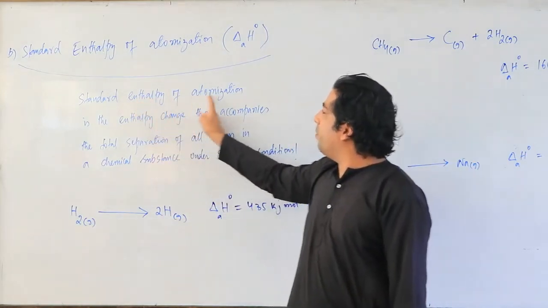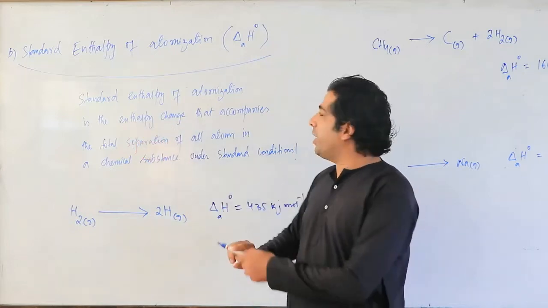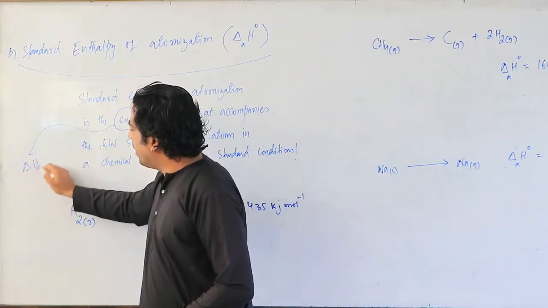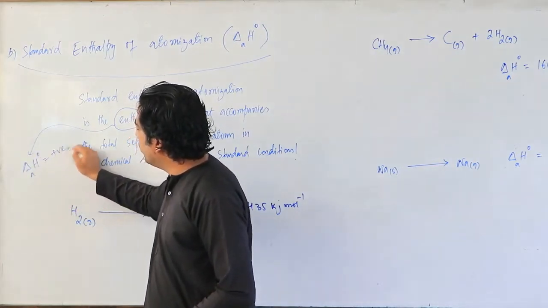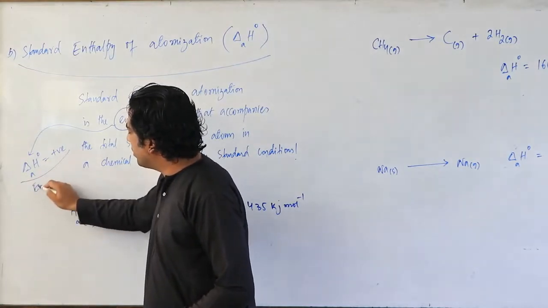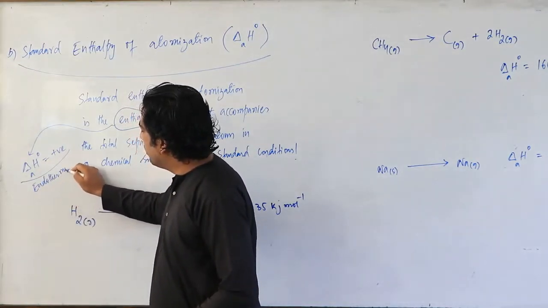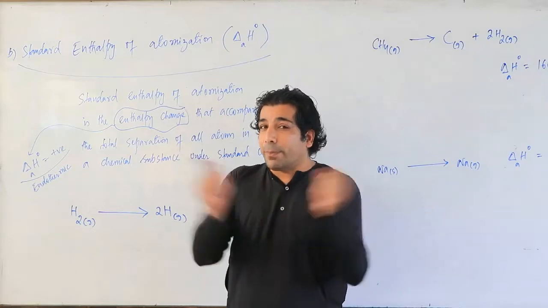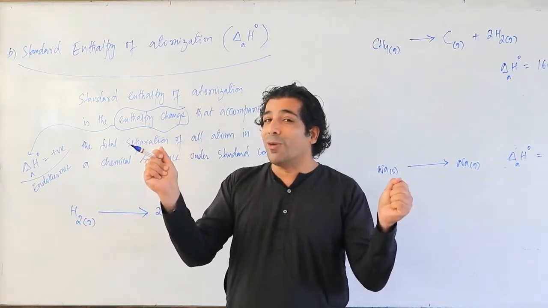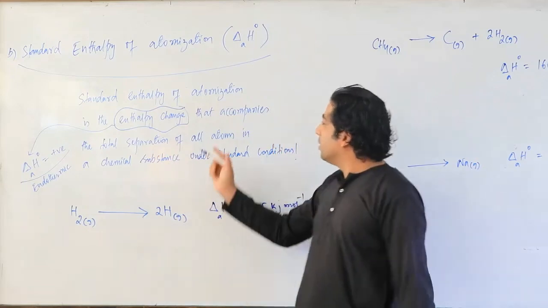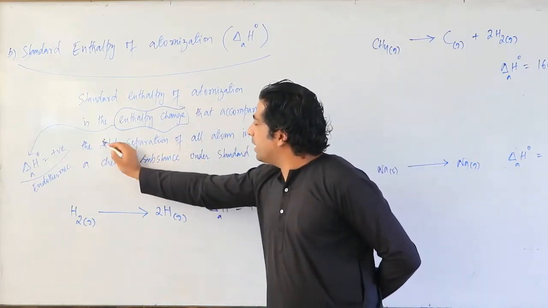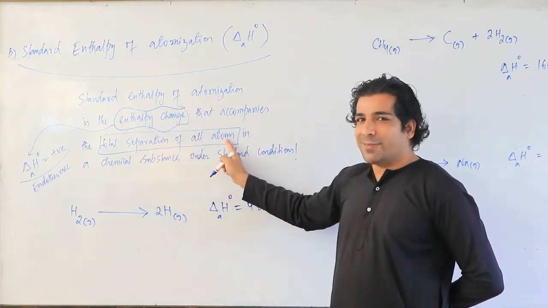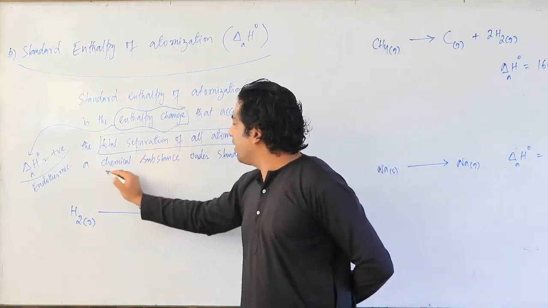Standard enthalpy of atomization is the enthalpy change. And here the enthalpy of atomization will be positive. It is endothermic, my dear friends, remember. Why is it endothermic? Because you are supplying the energy and separating the atoms from a particular molecule. Yes? Okay. That accompanies total separation. That's important. Total separation of all the atoms, yes, my dear friends, in a chemical substance.